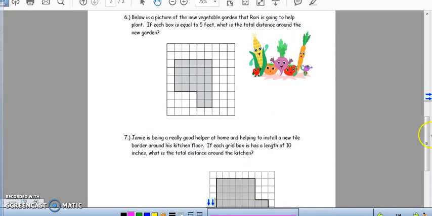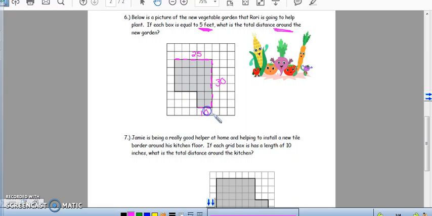Number 6, below is pictured a new vegetable garden that Rory is going to help plant. If each box is equal to 5 feet, what is the total distance around the new garden? So that means each box is 5. So this is 5, 10, 15, 20, 25. So that has a length of 25. Then 5, 10, 15, 20, 25, 30. This one has a length of 30.